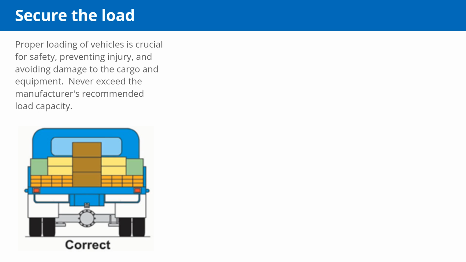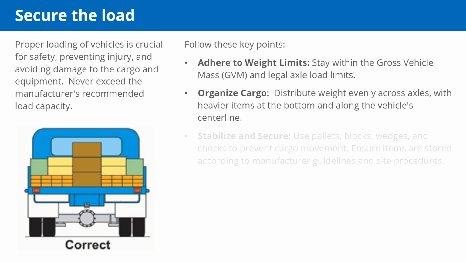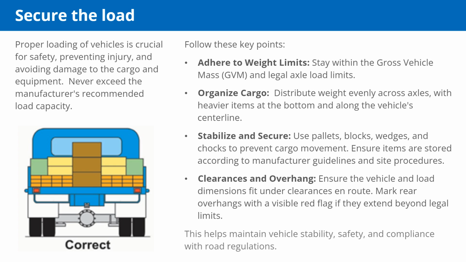Proper loading of vehicles is crucial for safety, preventing injury, and avoiding damage to the cargo and equipment. Never exceed the manufacturer's recommended load capacity. Follow these key points. Adhere to weight limits. Organize cargo. Stabilize and secure. Check clearances and overhang. This helps maintain vehicle stability, safety, and compliance with road regulations.